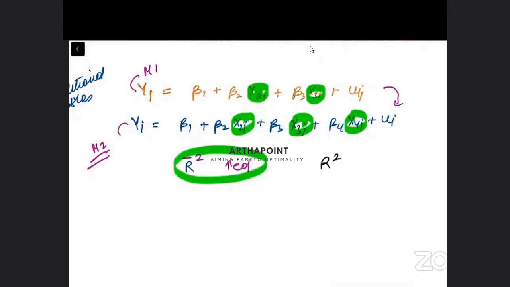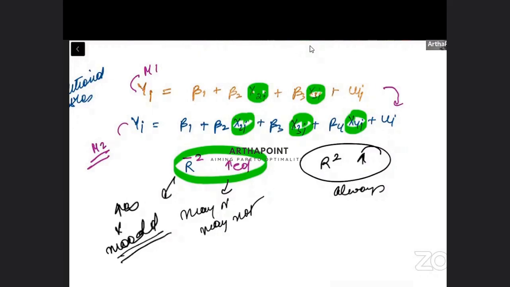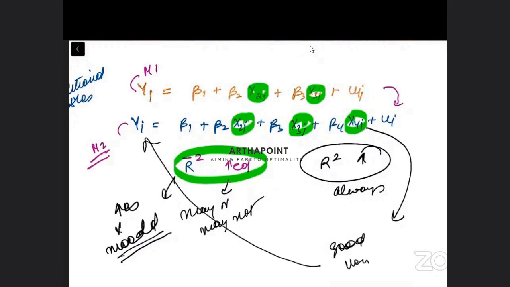R square will always increase, always. But r bar square may or may not increase. If it increases, then you have a good model. Then you will go for that bigger model. And when will this increase? It will increase only if the variable that was added is a good variable. It impacts y.